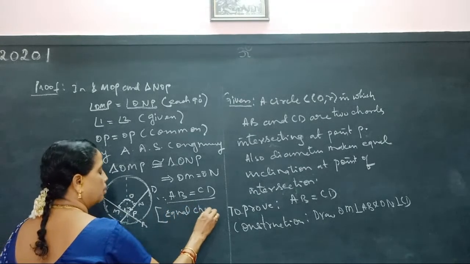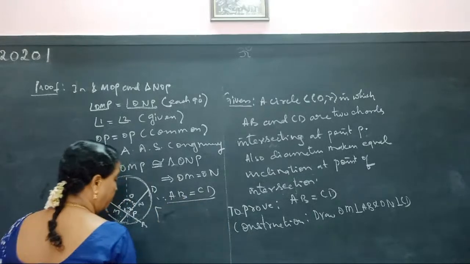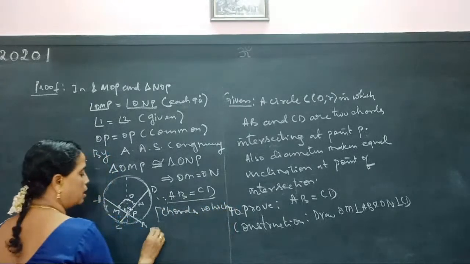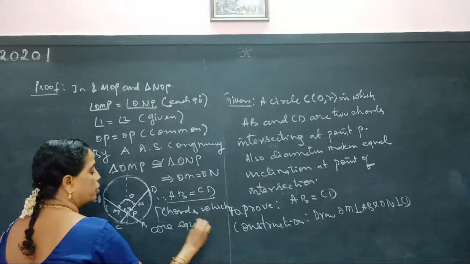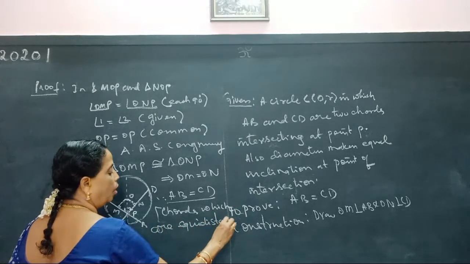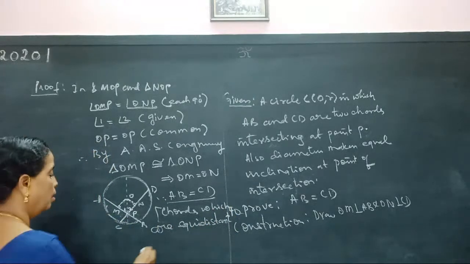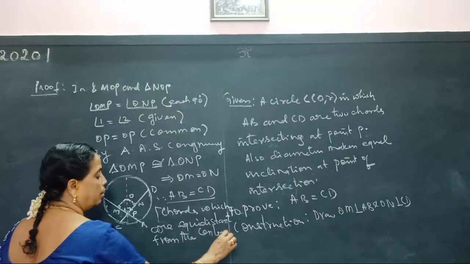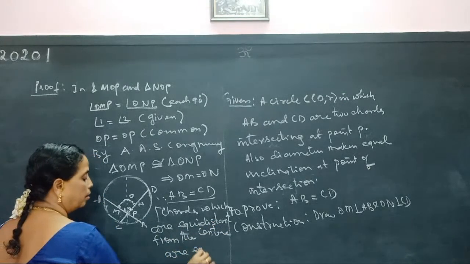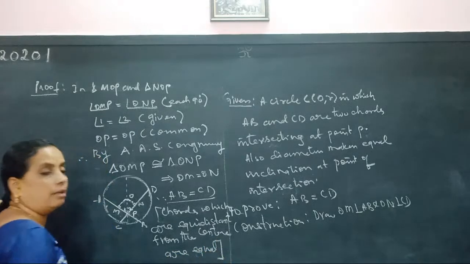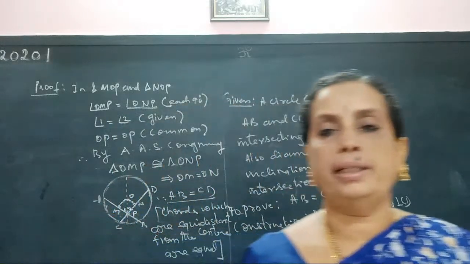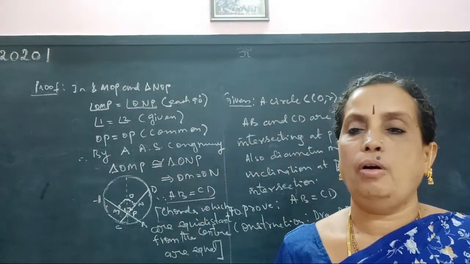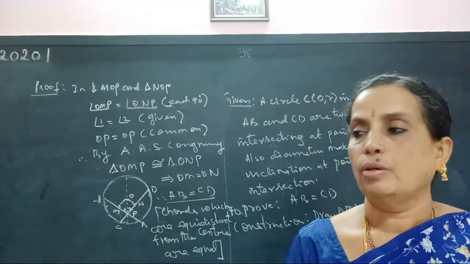Equal chords. I will write another reason: chords which are equidistant from the center are equal. We have an alternate statement. Equal chords are equidistant from the center. Conversely, chords which are equidistant from the center are equal in measure. Go through it again.